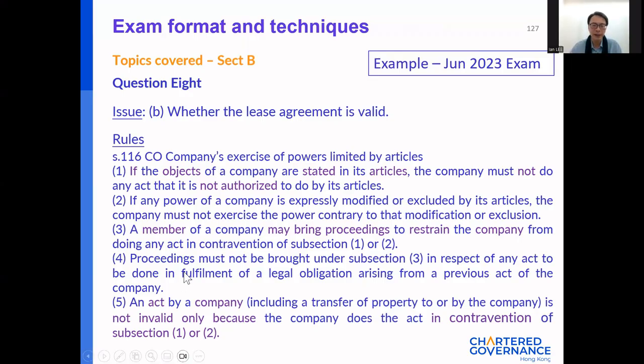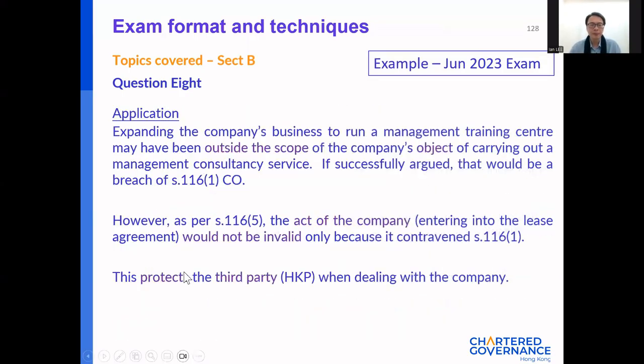So that's the reason why they have subsection 5. Expanding the business, in this case, is outside the scope of the objects. So that's why it is a breach, and that's why the members can actually go to the court to complain. But since they have already entered into a lease agreement, based on subsection 5, it would not invalidate the agreement. So it is to protect the third party, in this case, Hong Kong Properties.